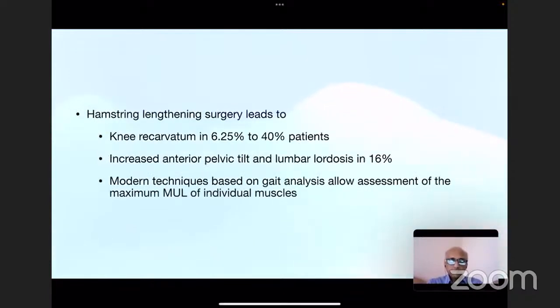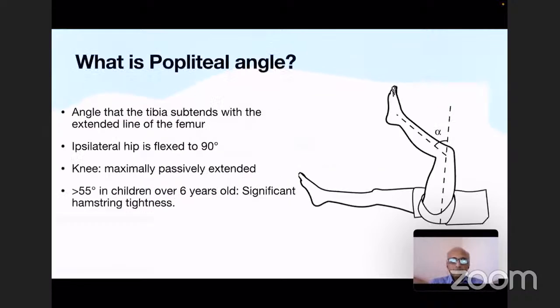And inadvertent hamstring lengthening, when it is uncalled for, can lead to knee recurvatum in 6 to 40% of the patients. It can increase the anterior pelvic tilt and lumbar lordosis in up to 16% of patients. With this, he concluded that with modern techniques based on gait analysis, which allow assessment of the maximal musculotendinous unit length of individual muscle, one should be very particular about hamstring lengthening.